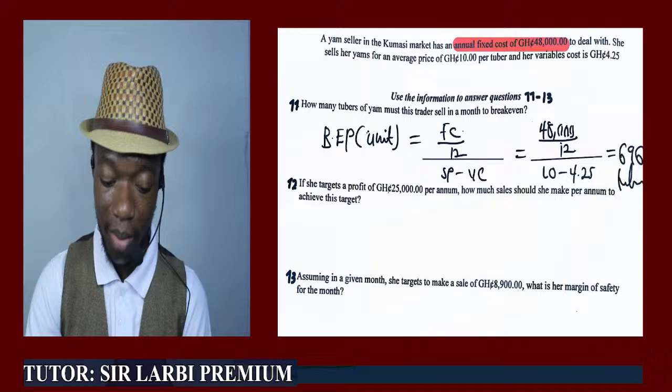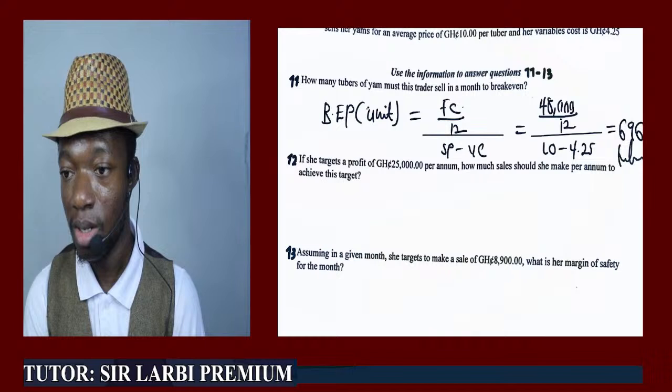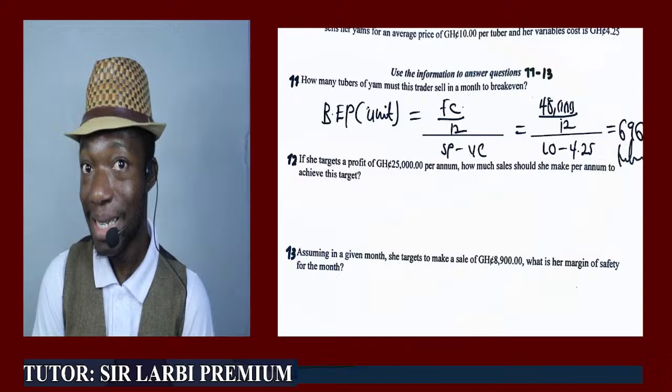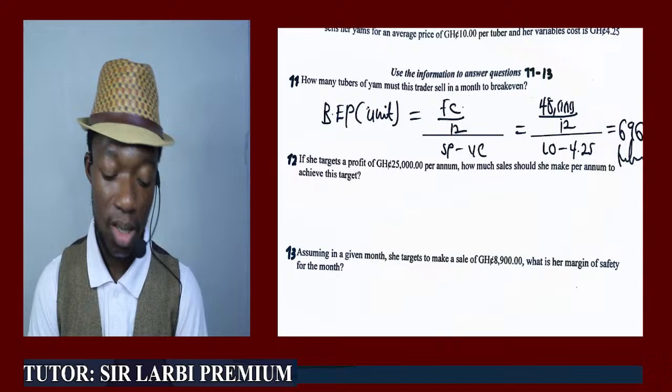And then it goes on to tell us, question 12: if she targets a profit of 25,000 Ghana cedis per annum, how much sales should she make per annum to achieve the target? So now I realize that here everything is per annum. If the question said how much should she make monthly, then you know that you're going to work out the target profit by 12, then fixed cost also by 12, and then you are good to go. So here, since it is per annum, straight up, we are good to go.